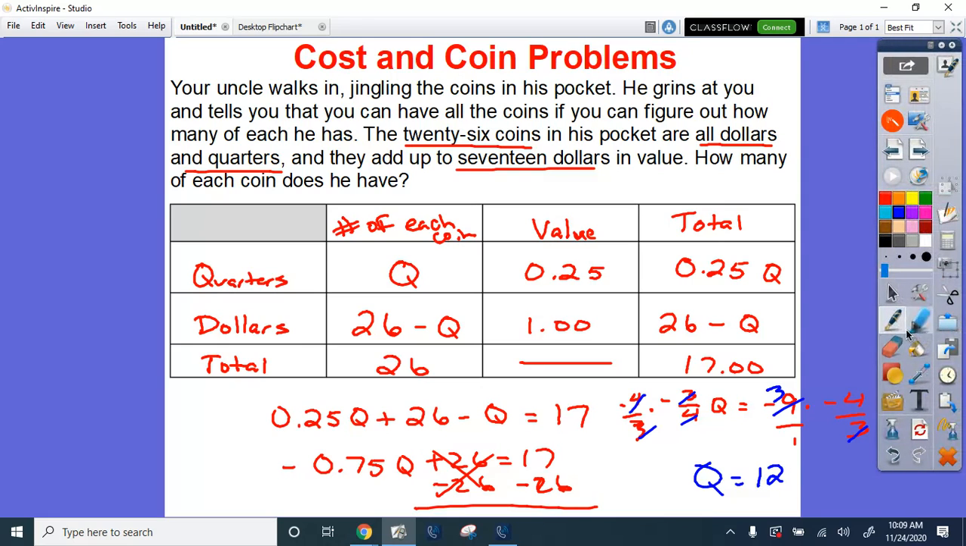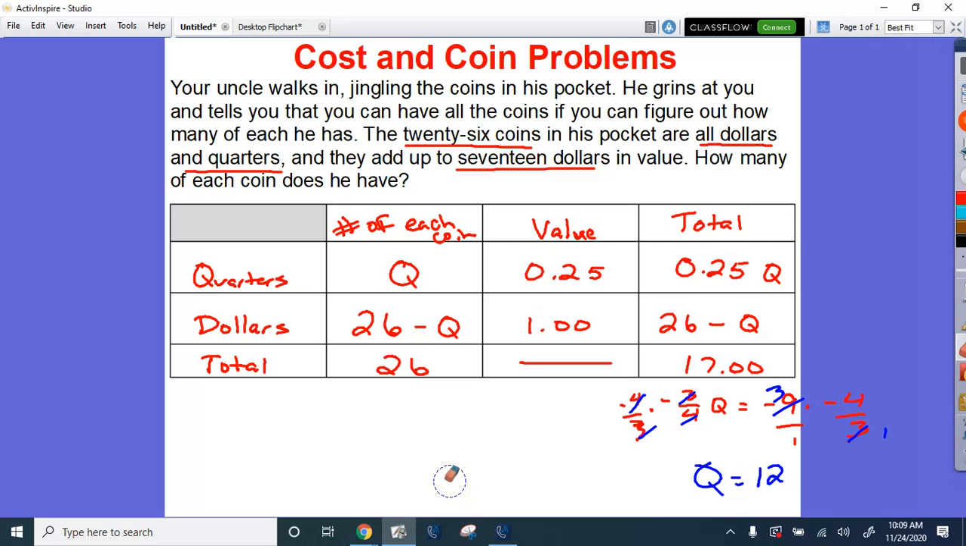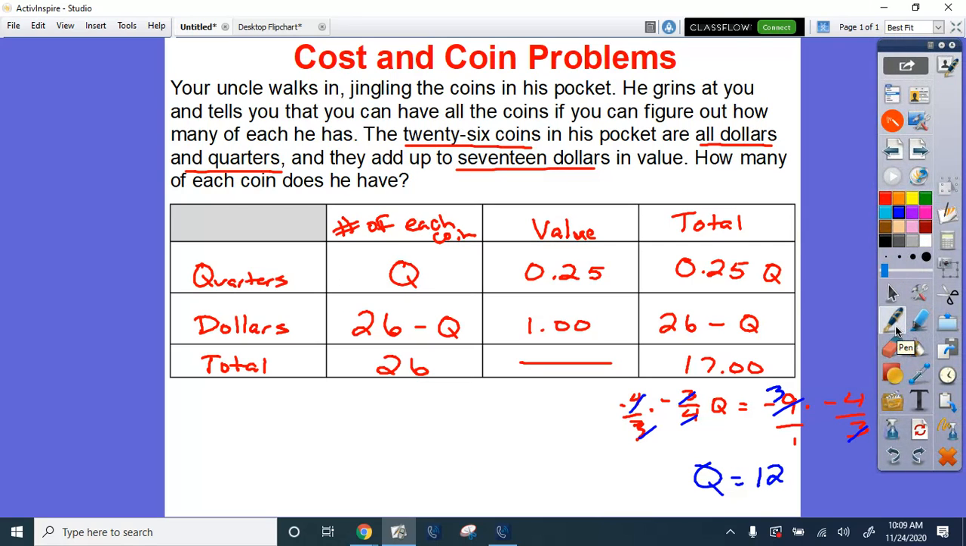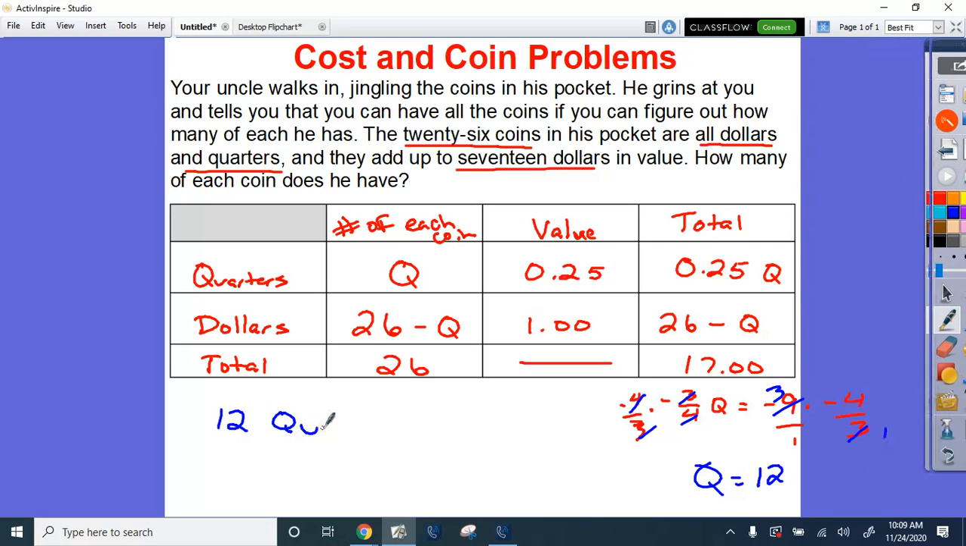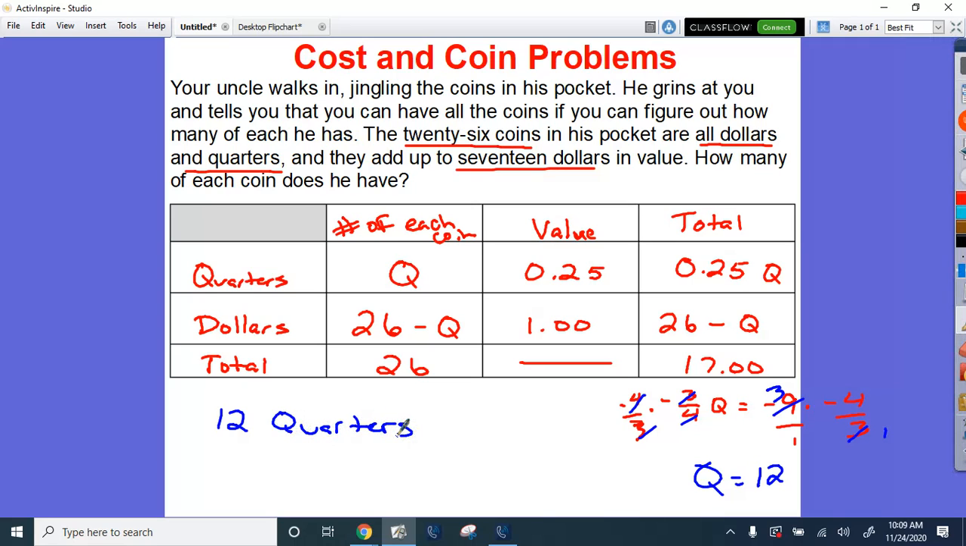And then I could actually answer this question. Just going to erase this so I have a little bit more room. So final solution. There are 12 quarters, and then 26 minus 12 would be 14 dollars. Okay. And then how I would check that, I would just actually calculate it. So 14, obviously the $14, 14 times 1 is 14, and then 25 cents, if I have 12 quarters, that would be $3. Add those together, I get a total of $17 in the end.